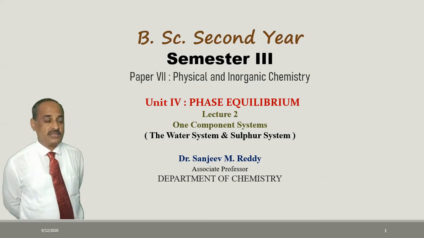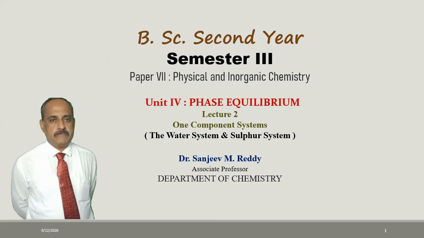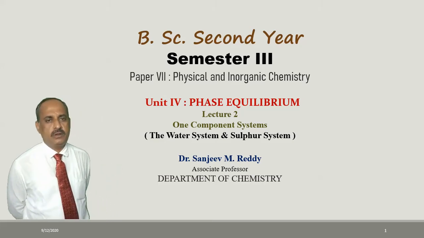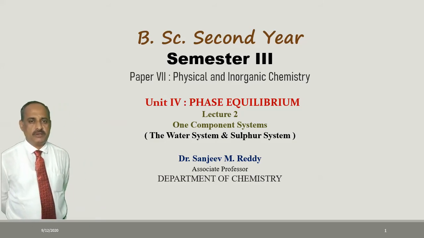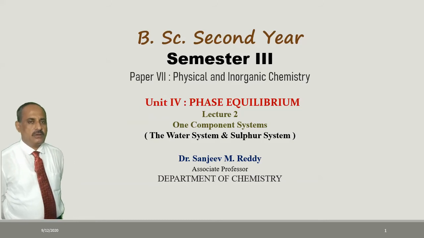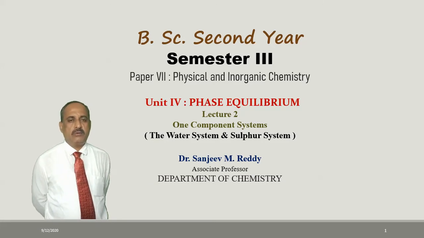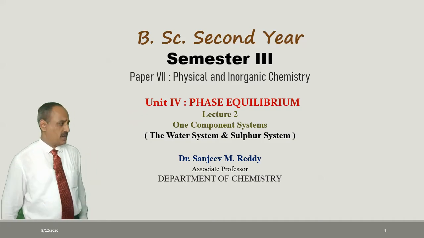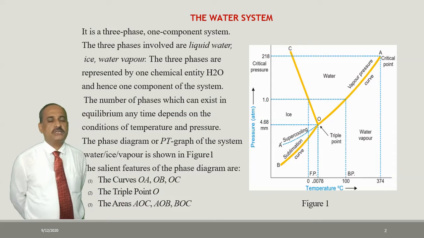Students, in the last lecture, we have studied the phase rule equation and the different terms which are involved in the phase rule equation, that is phase, component and degrees of freedom. Now, let us study the one component systems. The examples are the water system and the sulphur system. So, let us start with the one component system, that is the water system.